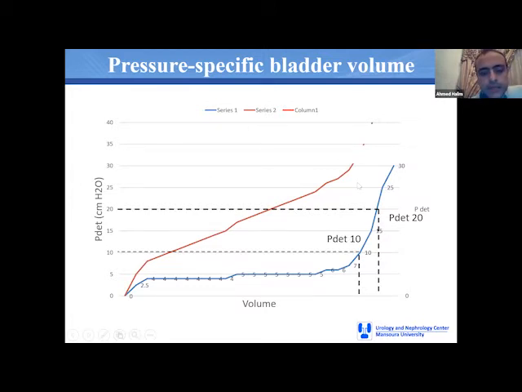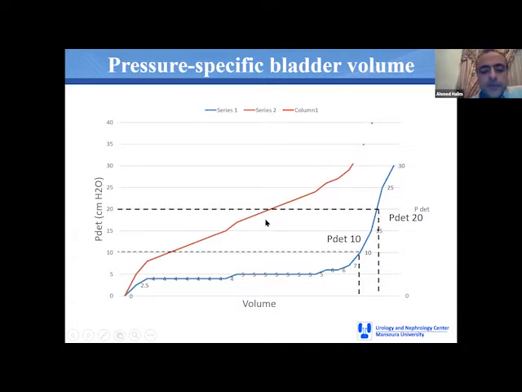This diagram shows you the concept of pressure specific bladder volume. Those are two imaginary curves for the detrusor pressure. If you look at both curves, the end filling pressure is almost the same, around 30 at maximal cystometric capacity. But the curves are quite different, as you can observe. The blue curve is more or less closer to normal. The bladder pressure has remained low throughout the filling phase and only rose closer to bladder capacity. As you can see here, the detrusor pressure of 20 centimeters of water was reached at maybe 75 or 80% of the bladder capacity.